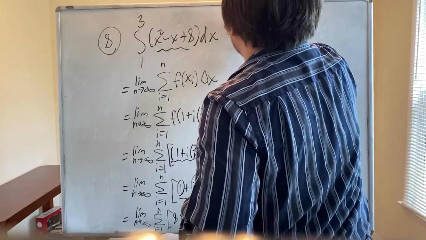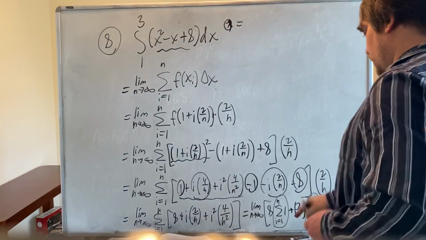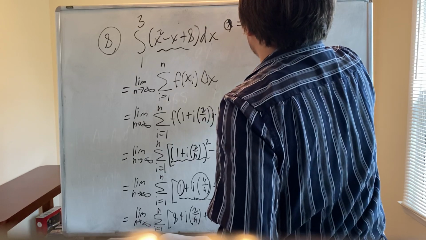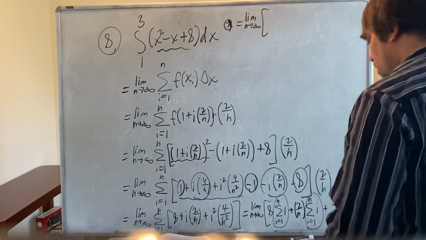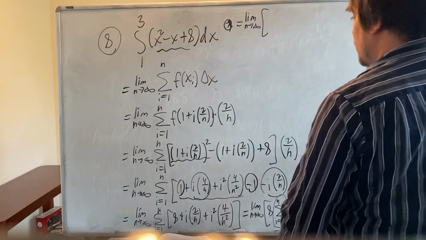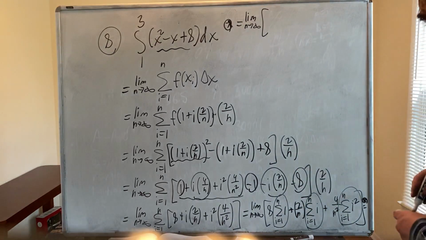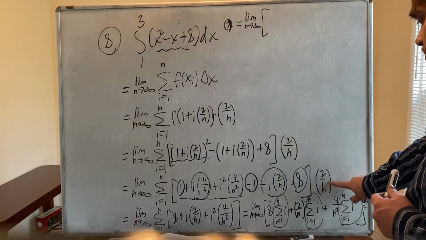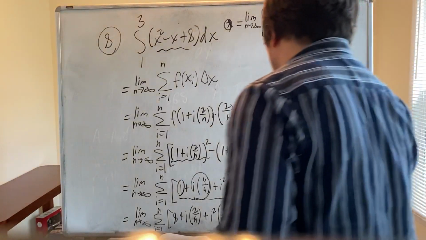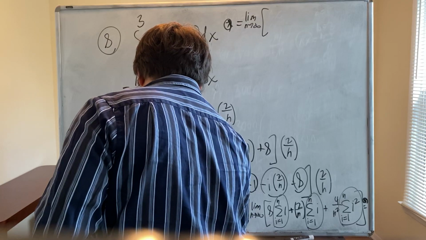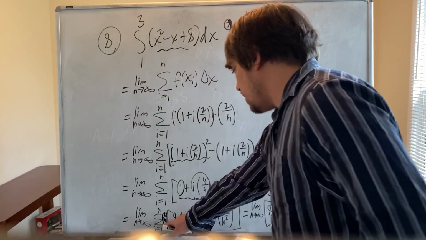So this is equal to the limit as n approaches infinity of 8. The sum of 1, n times, is just n. Oh, okay. Wait, this bracket is times 2 over n. So there's a 2 over n right there.